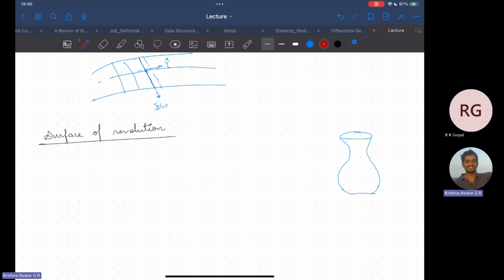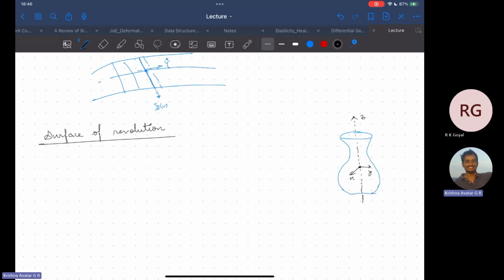So with its axis of symmetry like this is the axis of rotational symmetry. And if we place it in the XY coordinate frame, then we can have something called the X axis. This is Y. This is the Z axis, right? This is the origin.